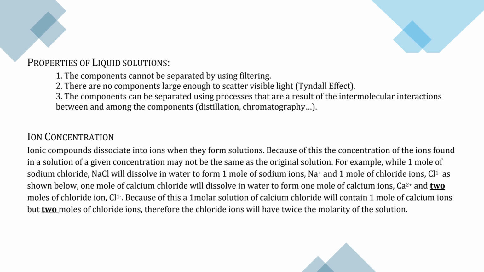1 mole of calcium chloride will dissolve in water to form 1 mole of calcium ions and 2 moles of chloride ions, Cl1-. Because of this, a 1 molar solution will contain 1 mole of calcium ions but 2 moles of chloride ions. Therefore, the chloride ions will have twice the molarity of the solution.